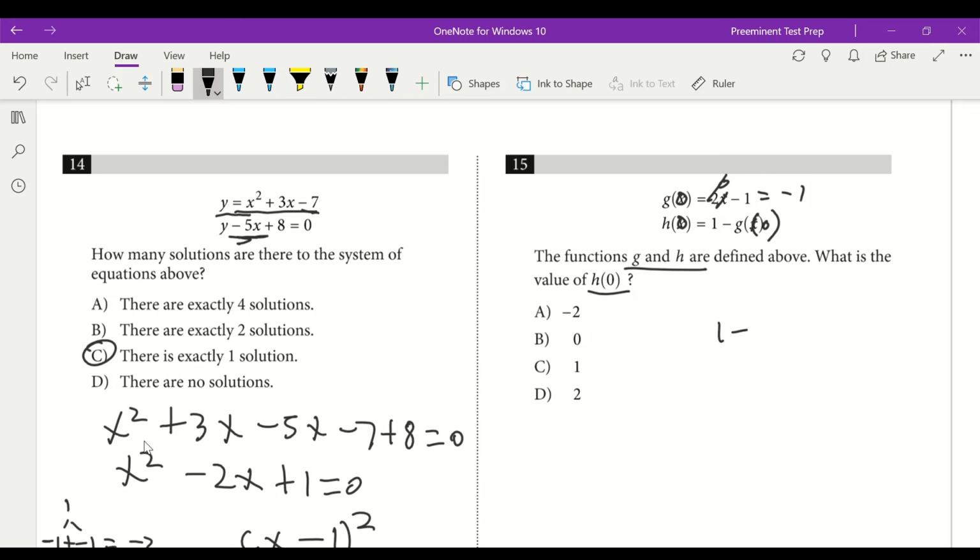So now I have 1 minus my negative 1. 1 minus my negative 1 will give me my h of 0. Well, 1 minus negative 1, that's the same as 1 plus 1, which gives me 2, equals my h of 0. So my answer is D.